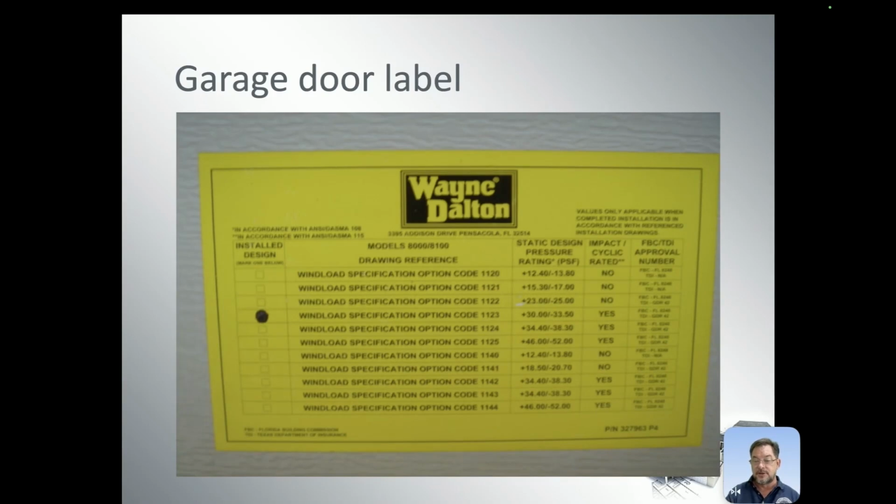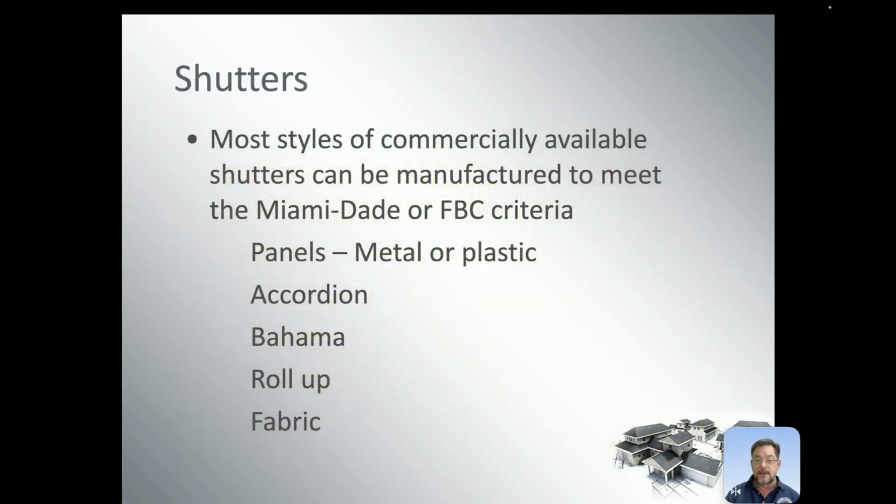So you have to make sure that when they do that, they mark the right one so you know which one it is. There are many shutter types available, opening protection available. We have panels, metal or plastic or Lexan types. We have accordion shutters. We have Bahamas, roll up, roll down. We have fabric. And they're always coming out with new stuff, so it's great.